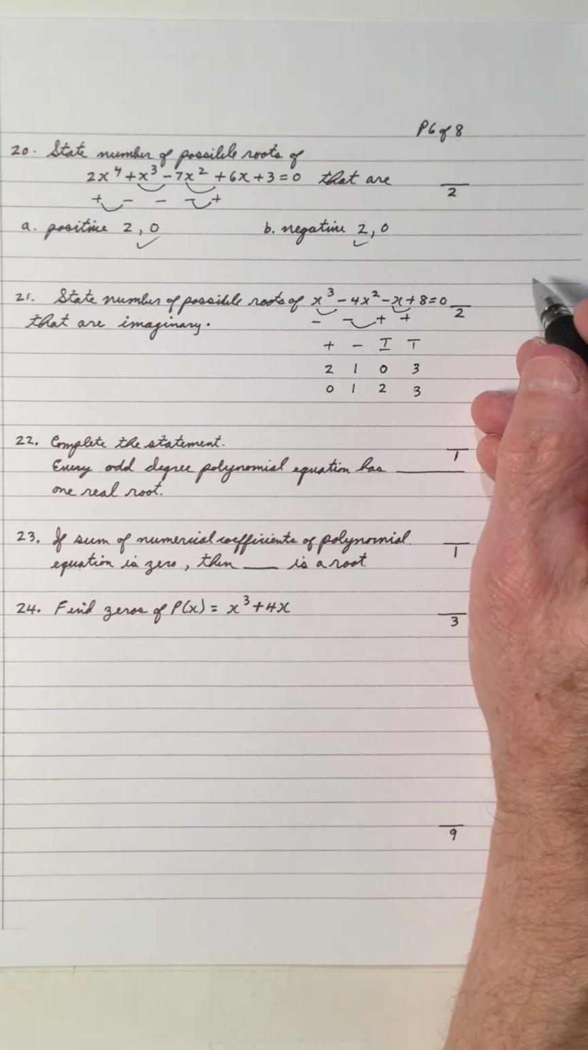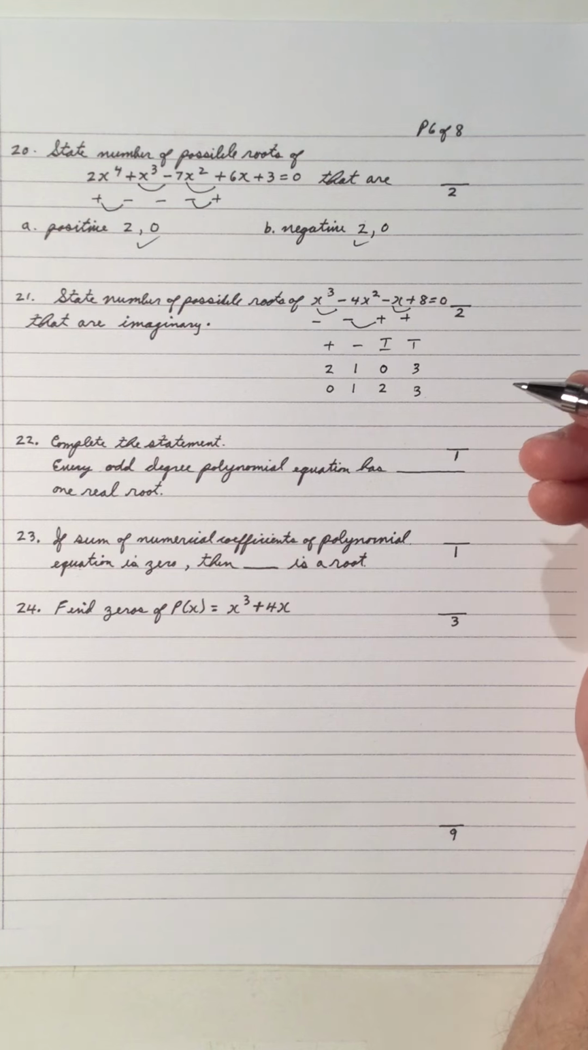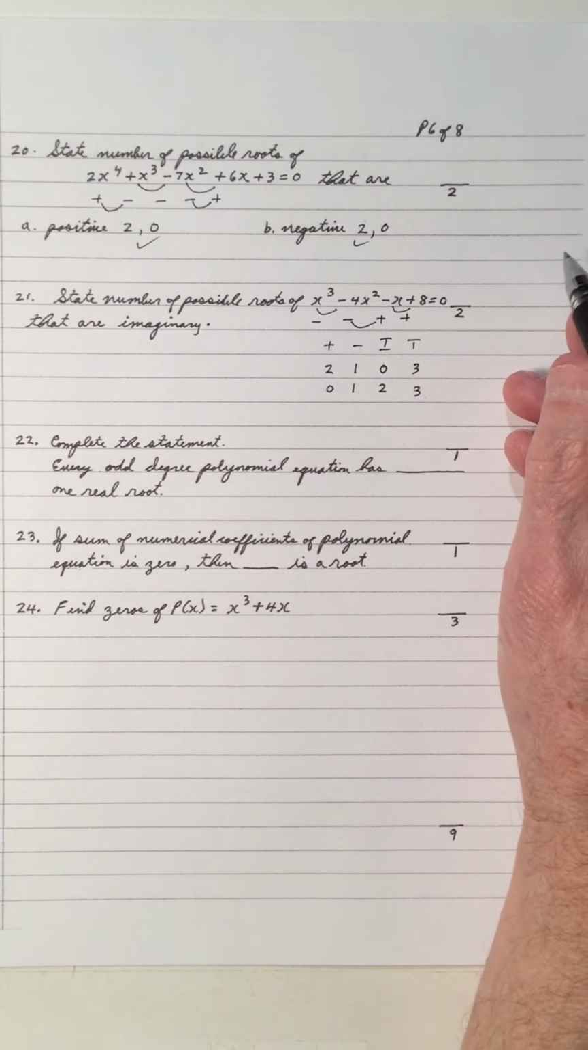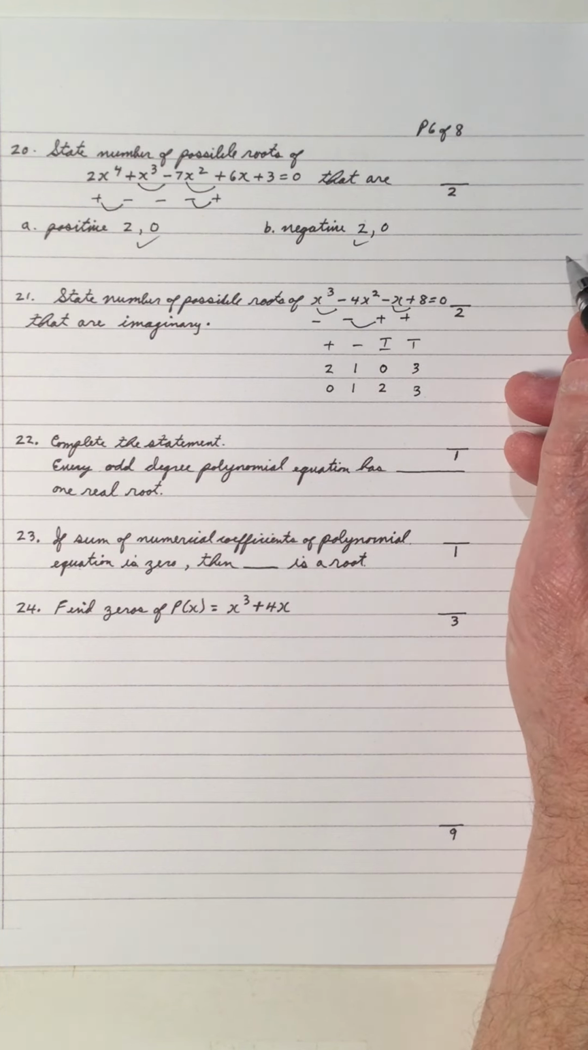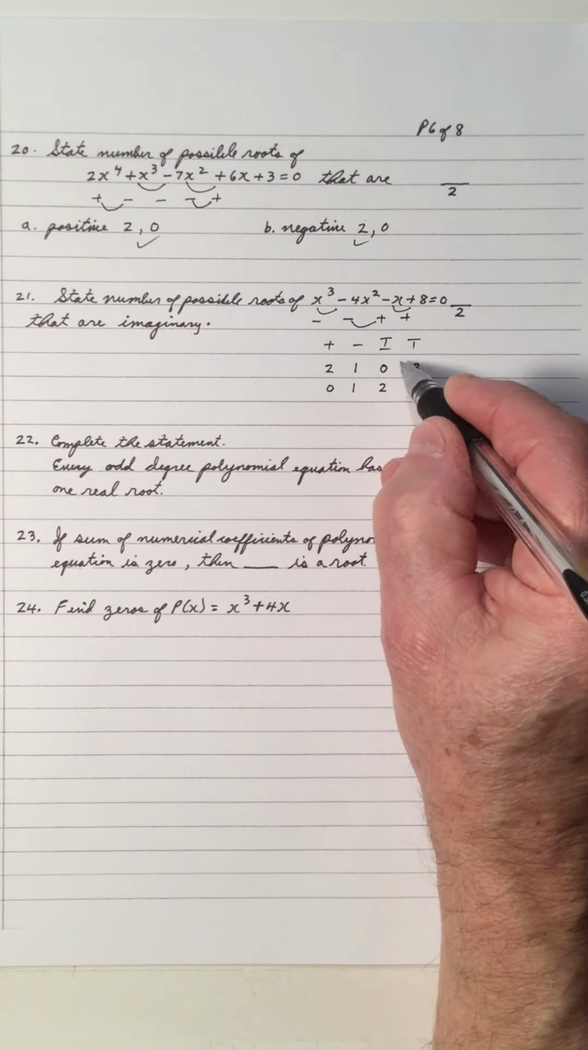Now you might say, well, the imaginary roots have to come in pairs, so there's either none, or 2, or 4, or 6, etc. But in this particular problem, there's 0 or 2 imaginary roots. And if you work this out like this, give yourself 2 marks.